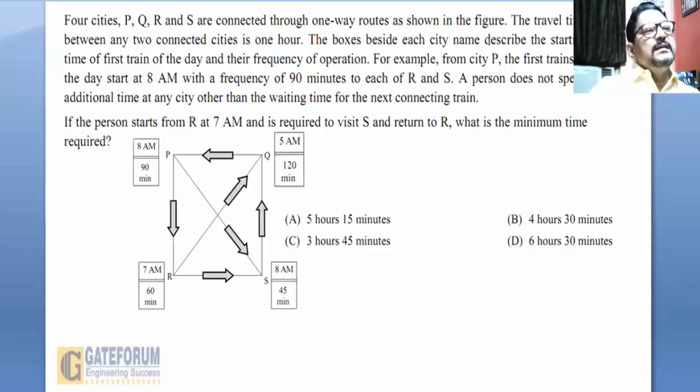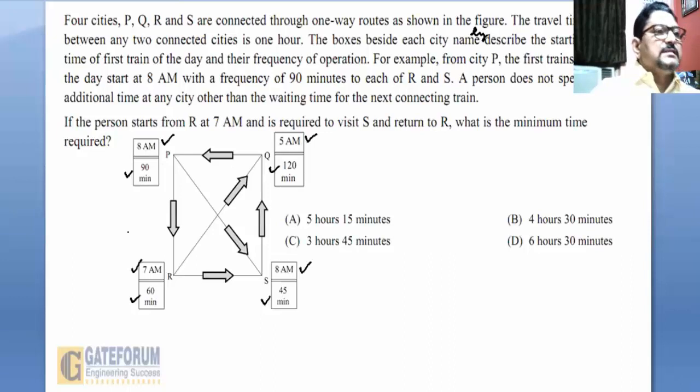The boxes beside each city name should be namely, quite a few printing mistakes, namely describe the starting time of the first train of the day. So these are the starting times of the first train of the day. See, from P, the first train starts at 8 a.m. From Q, it's at 5 a.m., etc., etc. And their frequency of operation. So these are the frequencies of operations, which means that in station P, the first train starts at 8 a.m. and the next train is at 9:30 a.m., 90 minutes after the first one.